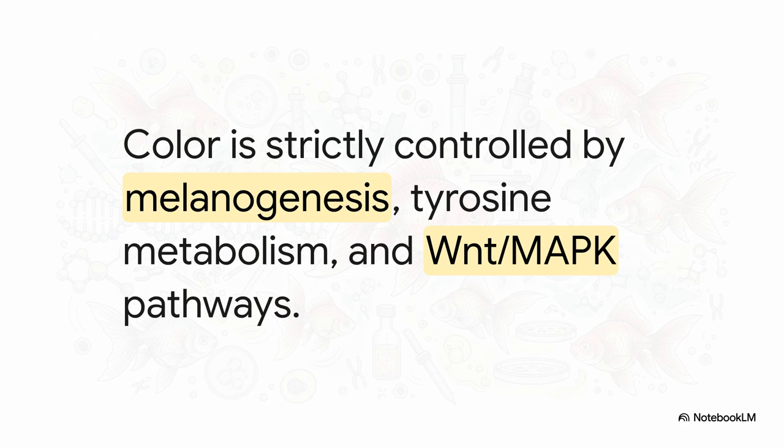But this color isn't just random. It's a highly regulated chemical factory. Transcriptome analysis reveals that this vibrant array is strictly controlled by core metabolic pathways, melanogenesis, tyrosine metabolism, and complex signaling cascades like Wnt and MAPK. By tweaking these exact genetic control boards, breeders can effectively dial up or dial down specific colors. It's almost like adjusting the color settings on your TV.